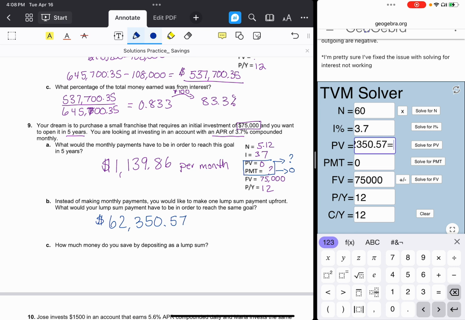And you might be going, that's a lot of money. It is, but you would save some money by doing it this way. So let's talk about what you'd save. On the lump sum, you would deposit that $62,000. So how much did you deposit with the regular monthly payment? Remember, to figure out the amount you invested, you take your payment amount and multiply it by the number of payments. And we had 60 of those.